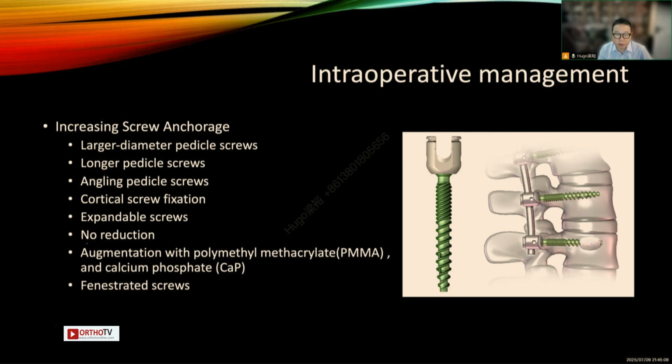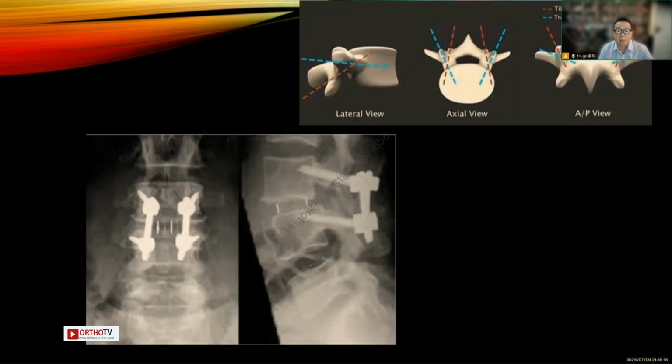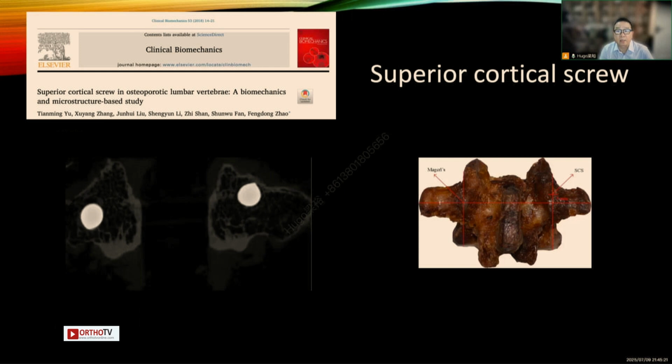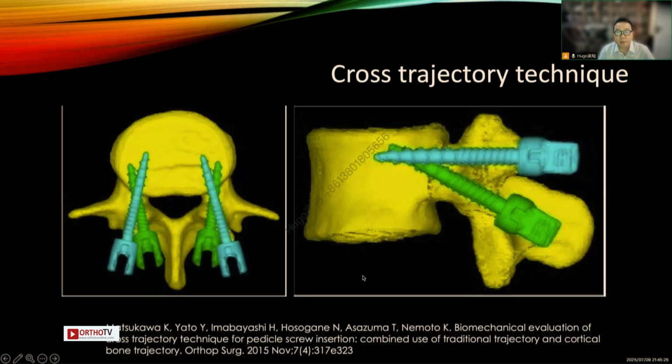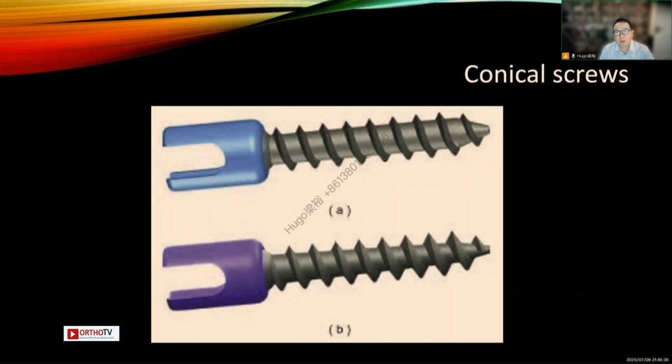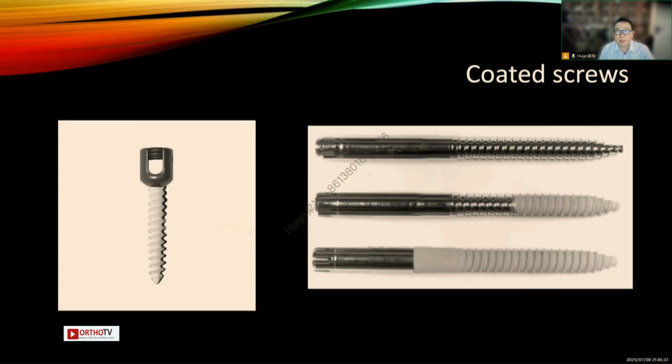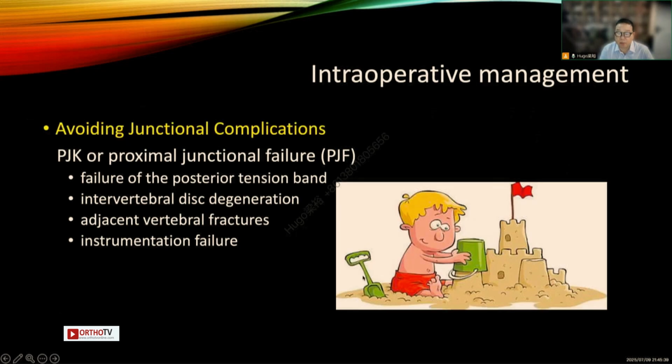During the operation, we can do a lot of things to increase screw anchorage, like CBT, fenestrated screws, superior cortical screws, double pedicle screws, cross trajectory technique, expandable screws, and specially designed conical screws to increase the pull-out strength, and coated screws with the same objective.